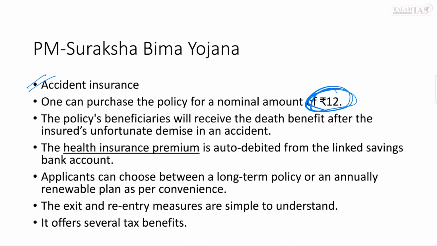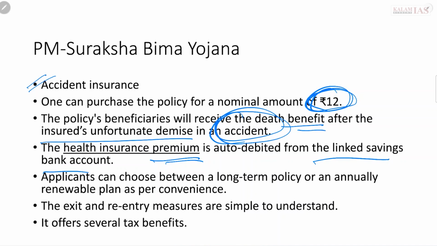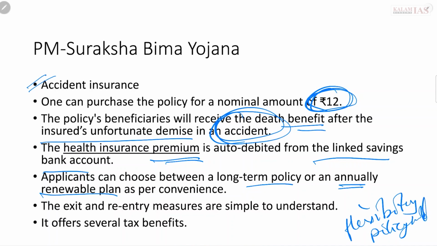The policy's beneficiaries will receive the death benefit after the insured's unfortunate demise in an accident. There is also a premium which is debited from the linked savings bank account. Applicants can choose between a long-term policy or an annually renewable plan as per convenience. This is giving flexibility to the policy holder. The exit and re-entry measures are simple to understand. It also offers tax benefits.